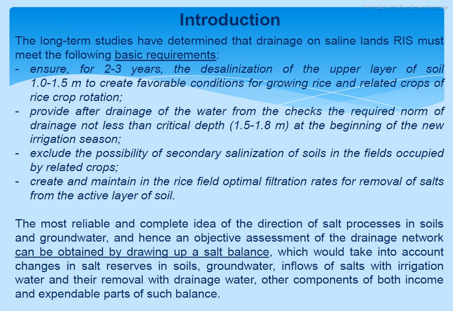Research by a number of authors showed that the salinization effect of the drainage network of the rice fields cannot be estimated only by the amount of salt carried through it. An objective assessment of the drainage network can be obtained by drawing up the salt balance, which takes into account changes in salt reserves in soils and groundwater, also the flows of salts with irrigation water and their removal with drainage water, and other components of both the income and expendable parts of such a balance.